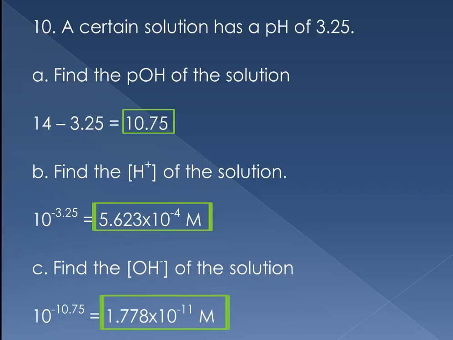So then just take 10 to the negative 3.25, and you can get the concentration to be 5.623 times 10 to the negative 4 molarity. And then it asks to find the concentration of OH minus of the solution. So then just take that 10.75 that we solved for earlier and do 10 to the negative 10.75, and you can get 1.778 times 10 to the negative 11 molarity.